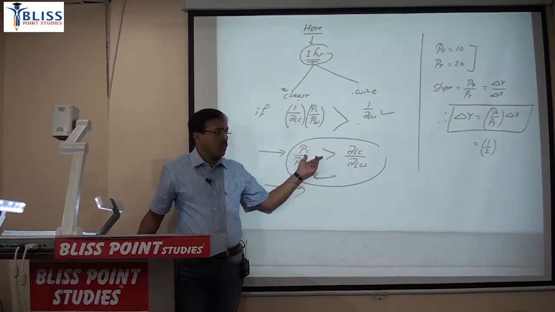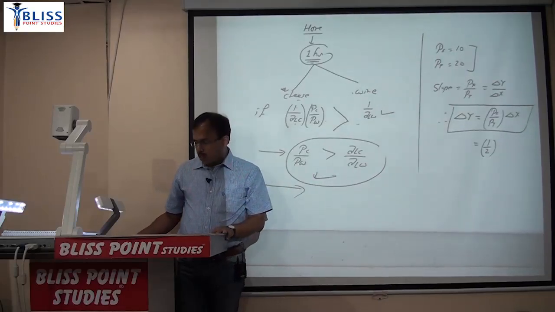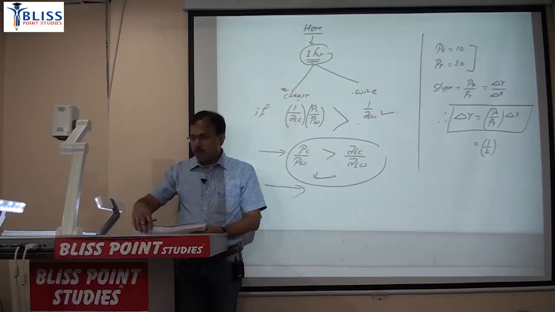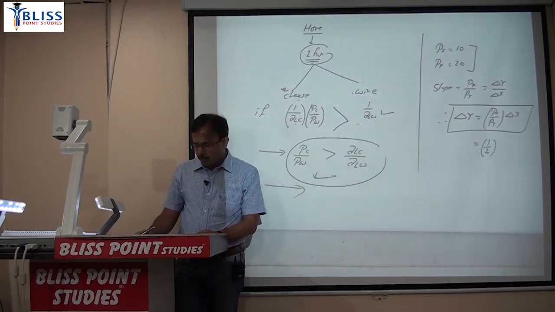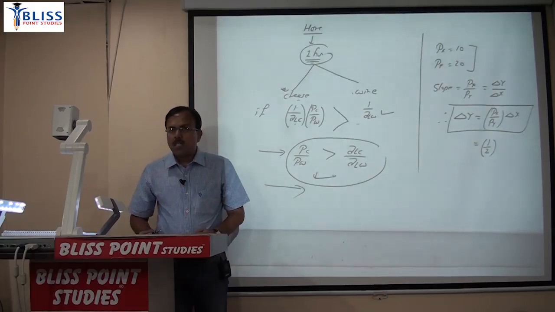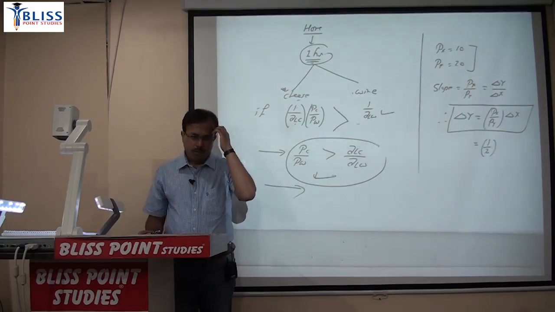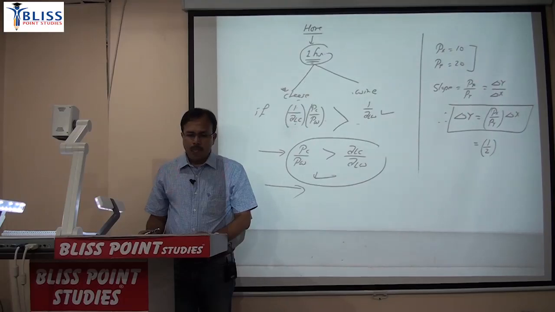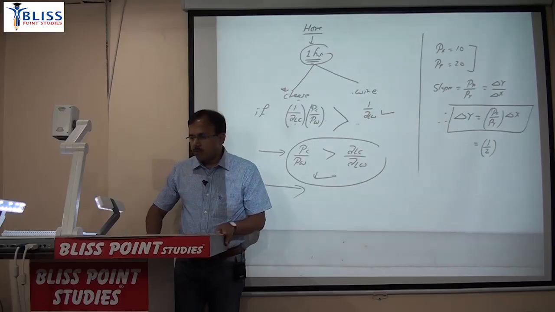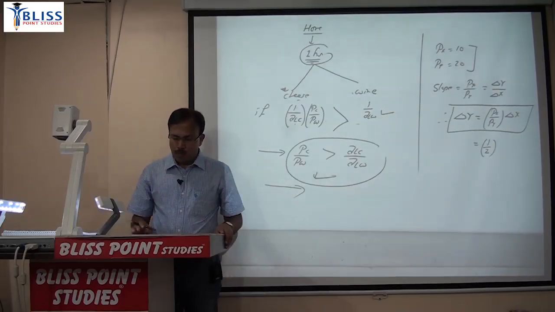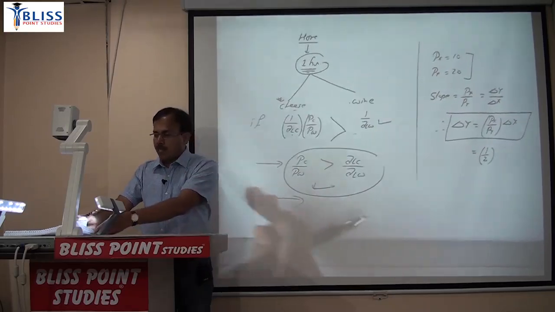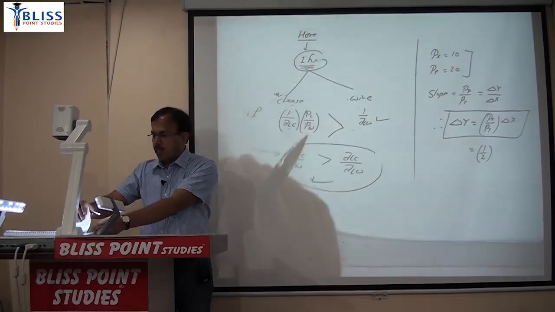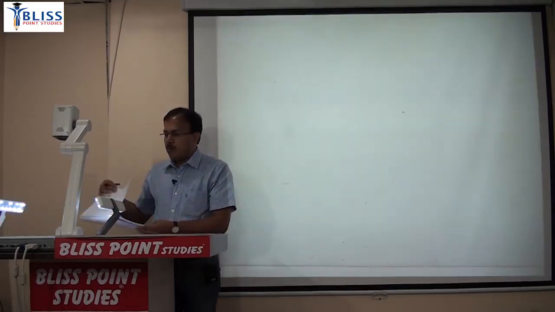Both this and this. It means there are gains from trade. There are gains from trade if relative price differs from opportunity cost. If relative price differs from opportunity cost, underline that.